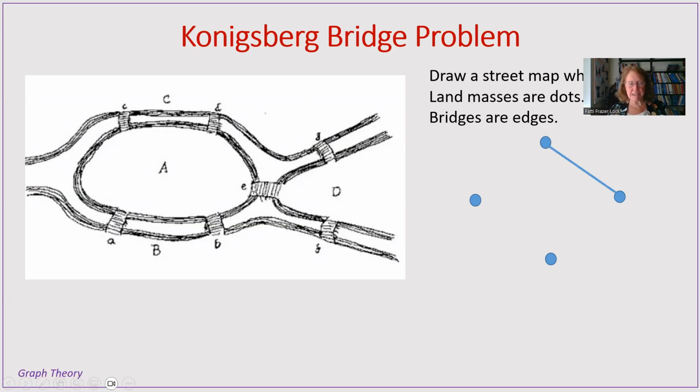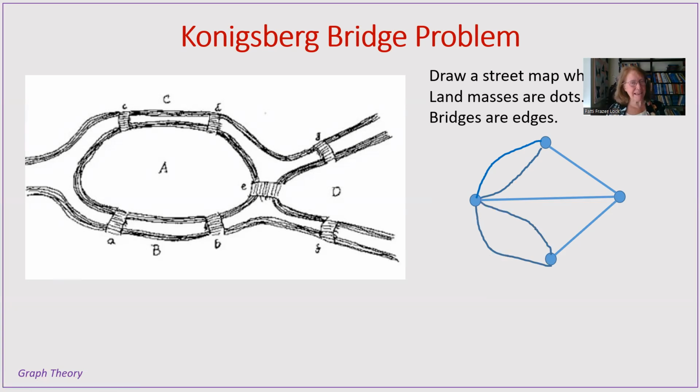Let's put this bridge on. It goes from this landmass over to A. We'll put this bridge on. It goes here. Over here, this is Island A, this is the top side of the river, and there's two bridges there. So we're going to draw two edges, that one and that one. Likewise, two bridges down here, we're going to draw two down here.